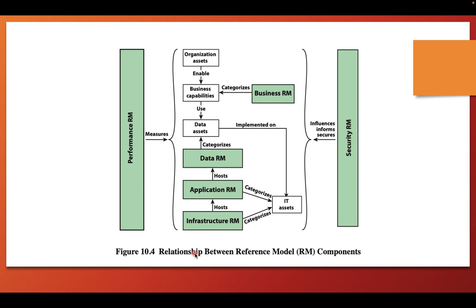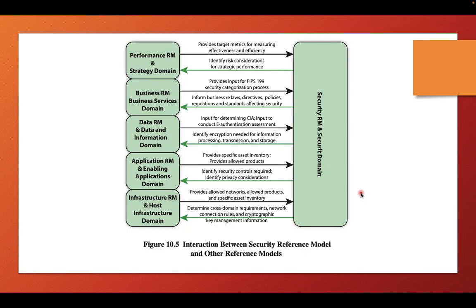Figure 10.4 is the relationship between reference model components that we just talked about. The business reference model is talking about the business capability and the organizational assets and so on and so forth. When you talk about the data reference model, you're linking with the data assets. Application reference model, you're looking at the IT assets, and infrastructure, both of them are looking at the IT asset. Okay, so let's move on quickly. Same here, we're talking about all the reference models with the security reference model and security domain. We're linking all the reference models with the security domain.